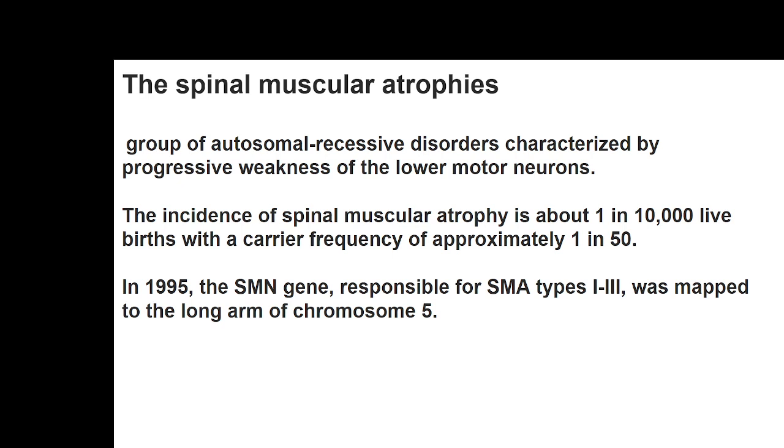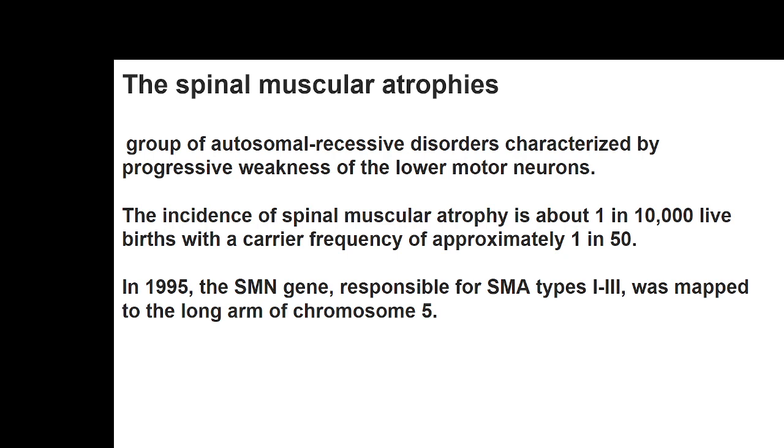Then come the spinal muscular atrophies, another group of these. These spinal muscular atrophies are a group of autosomal genetic disorders, where an autosomal recessive gene is responsible, presenting with weakness of the lower motor neurons. Incidence of spinal muscular atrophy is about 1 in 10,000 live births. At the time of the birth itself, one important issue is that spinal muscular atrophy can be present with different types.